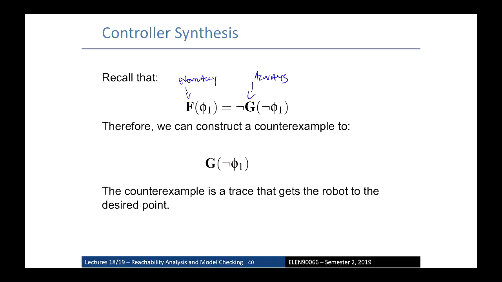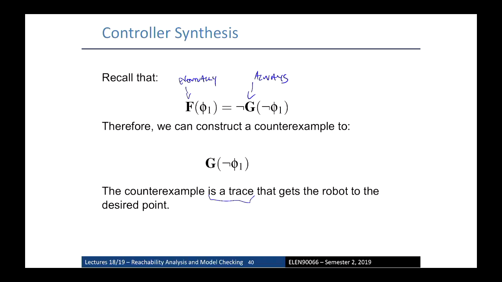Okay? So we've got to find a counterexample, a trace that gets the robot to the desired point. I will say also that all we need is one. There may be traces that can do it, but we just need one to break it. That's all we need, one counterexample.